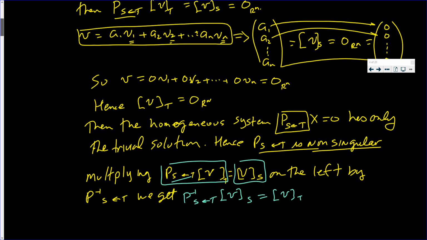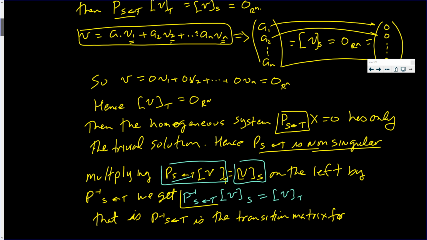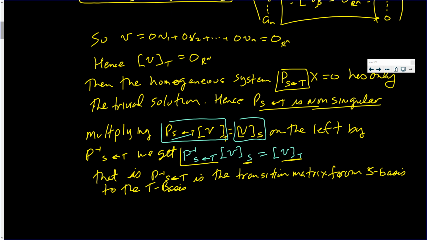So we're done. Let's just state what we have. That is, this P inverse from T to S is just what we want. It's the transition matrix from the S basis to the T basis. And that is the second thing we wanted to show. And the last, which means this theorem has been proven.